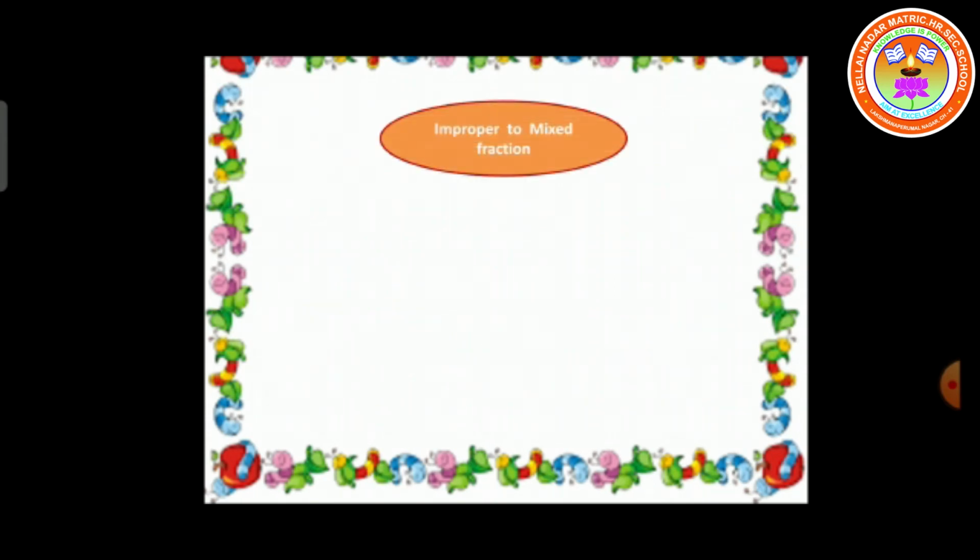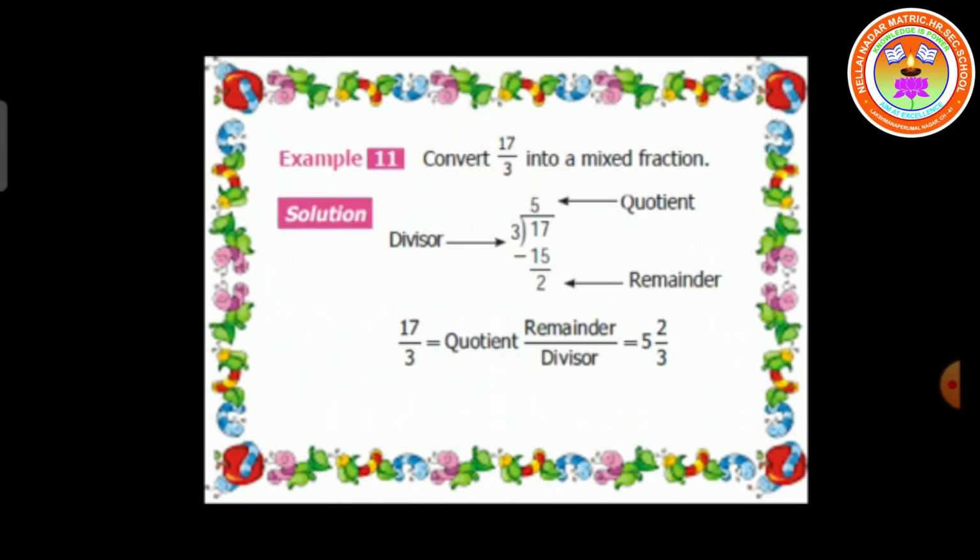The next formula is improper to mixed fraction. How? Quotient plus remainder by divisor is equal to quotient remainder by divisor. See, it's in another example.